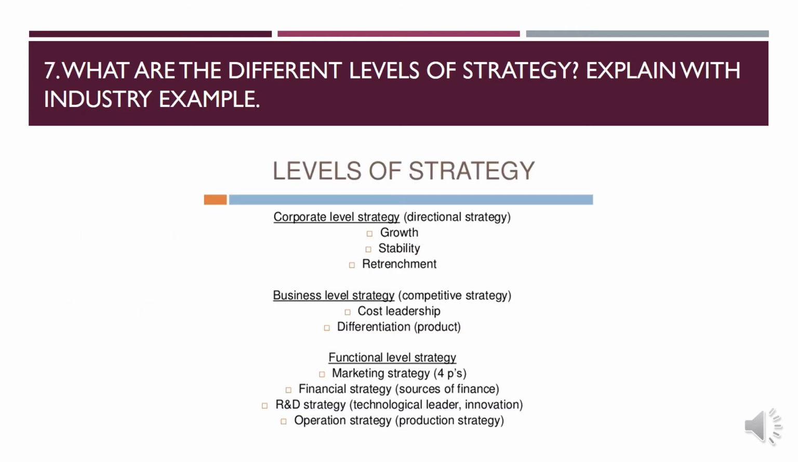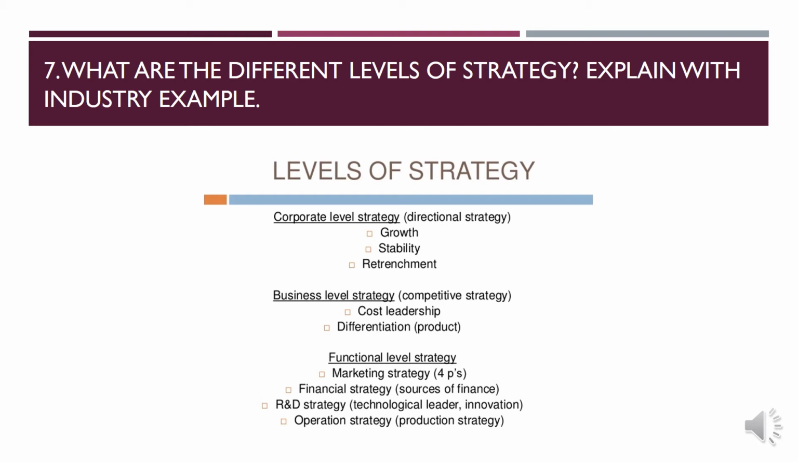The next question is, what are the different levels of strategy? Explain with industry examples. First is corporate level strategy, a directional strategy: growth, stability, retrenchment. For example, diversification into new product or geographic markets. Next is business level strategy, a competitive strategy: cost leadership, differentiation, products. For example, attempts to secure competitive advantage in existing products or geographic markets.